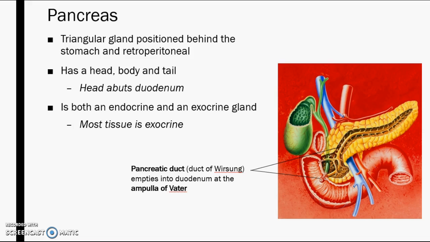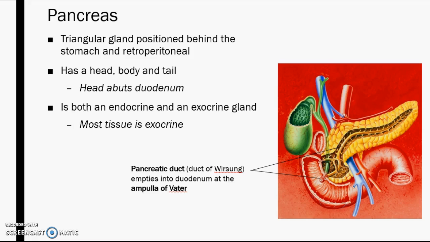And the pancreas. So the pancreas is not associated with the lymphatic system. This is an organ that is also an endocrine gland, and it is part of both the digestive and endocrine systems. It's a triangular gland positioned behind the stomach. It's located retroperitoneal, meaning behind the peritoneal tissue, or in the back of the peritoneal cavity. It has a head, a body, and a tail.